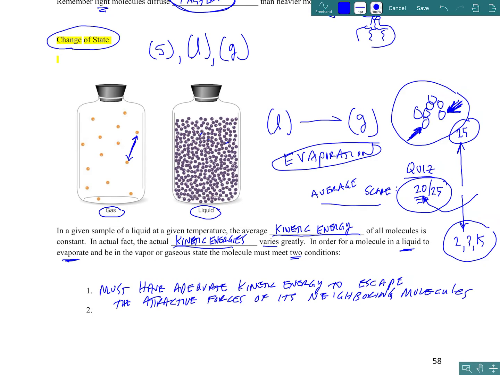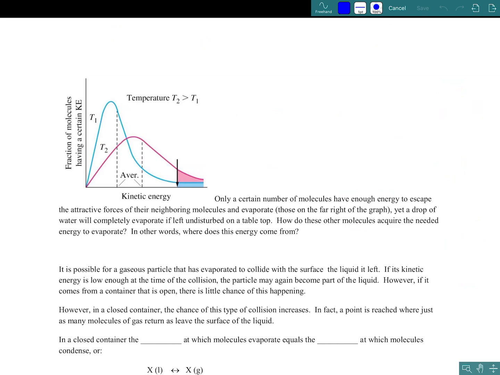The second, and one that I think is probably more important, is it must be on the surface of the liquid. A molecule cannot evaporate if it's buried between several layers of other molecules. It has to be on the surface. And then, in addition to being on the surface, it must have adequate kinetic energy. Now remember, not all molecules have the same kinetic energies at a given temperature. Some have a high kinetic energy, some have a low.